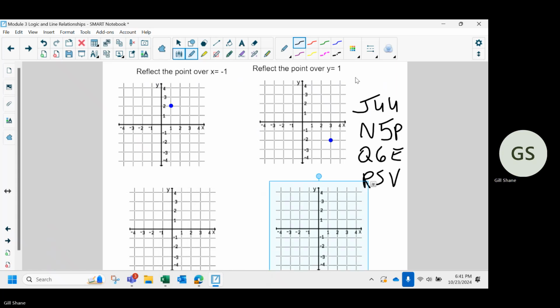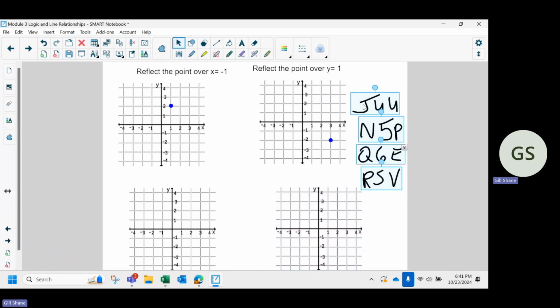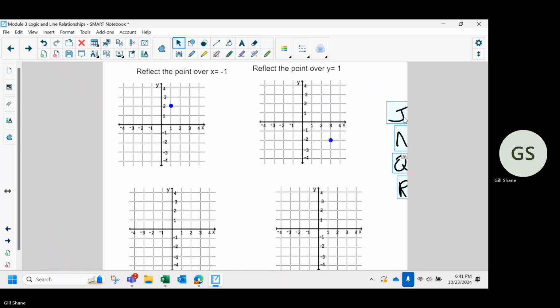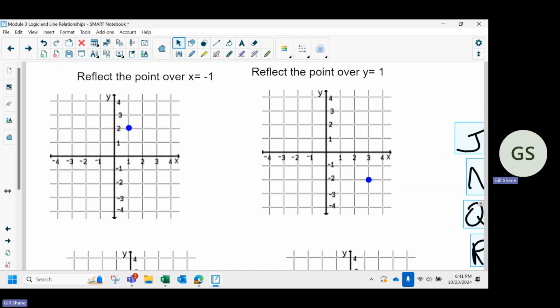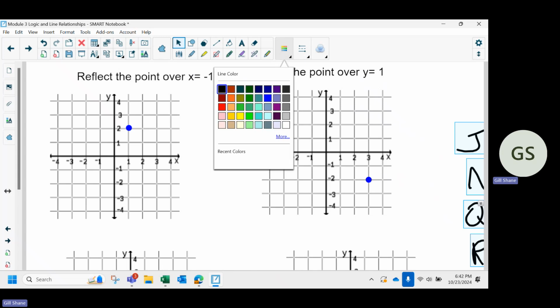Let me get this stuff out of the way because we're going to need some of this. So we had to reflect a point. The point's already on the graph. And we're doing it over x equals -1, and then we're going to do a different one over y equals 1. Just as a super fast review, we did a reflection over the y-axis. We did a reflection over the x-axis. I'm hoping that those are easy. I'm not spending a ton of time on them.